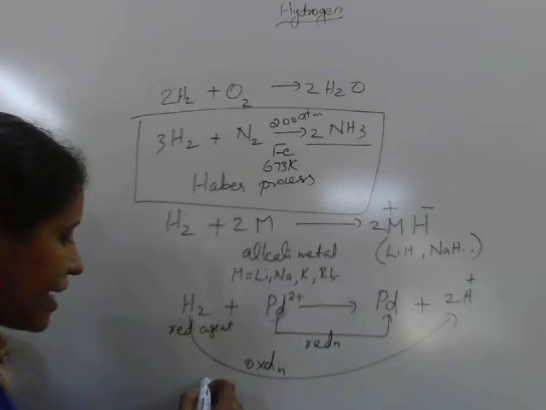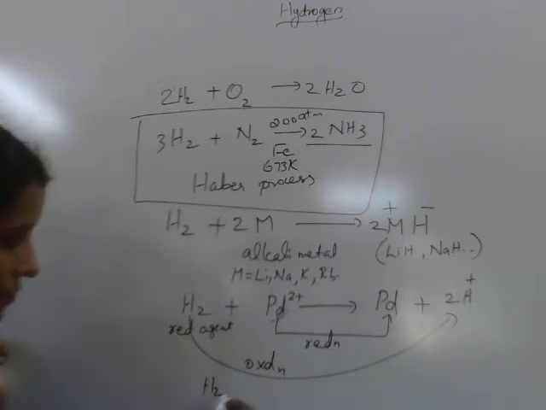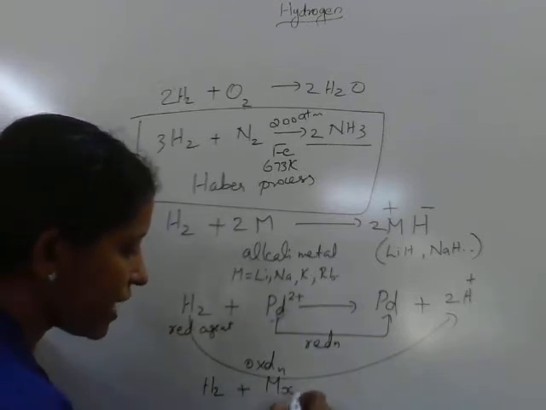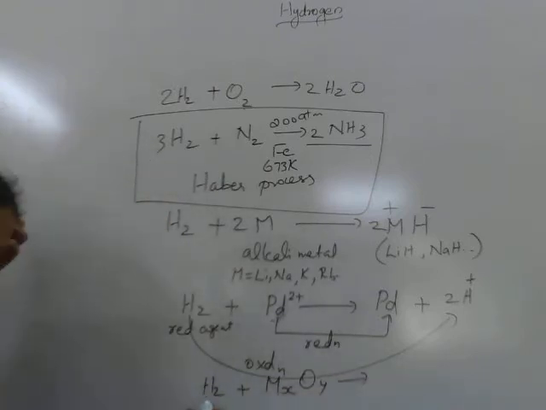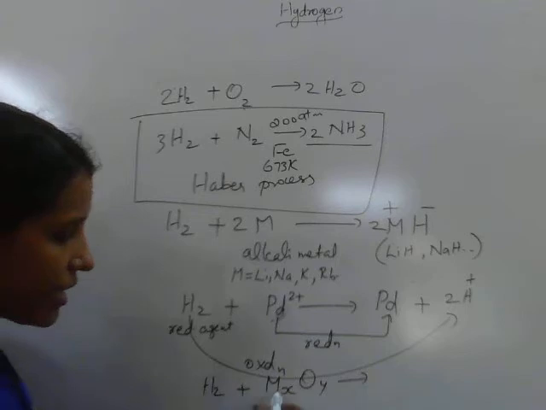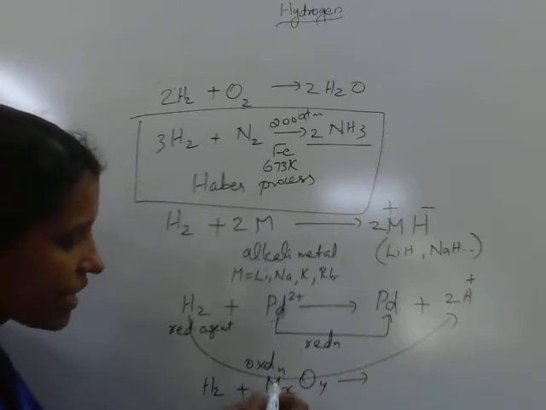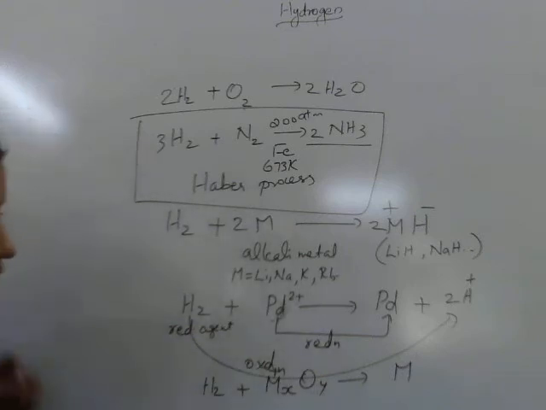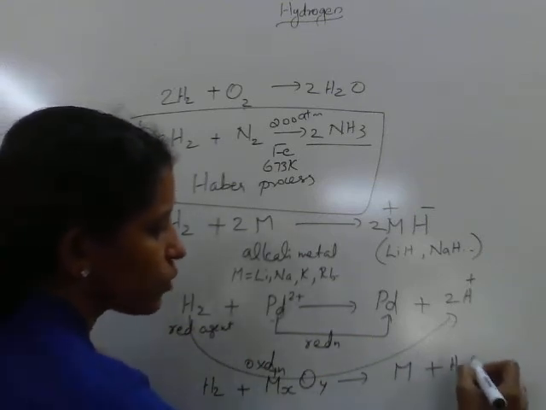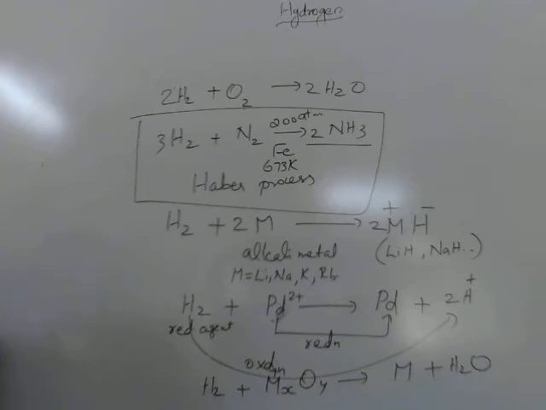In a similar way, dihydrogen reacts with metal oxides of the formula MxOy. Here also reduction takes place. Dihydrogen acts as the reducing agent. The metal oxide will be reduced to metal plus H2O. Dihydrogen is oxidized to H2O.